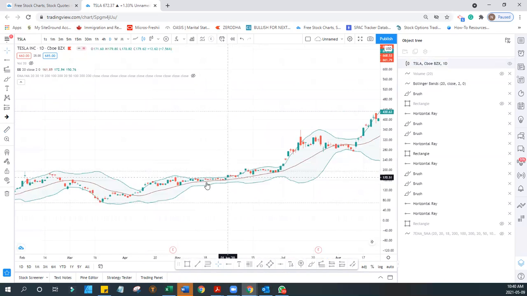So always look for the narrowing of the band. Once you get the narrowing on the band, it's the trade you want to get in.